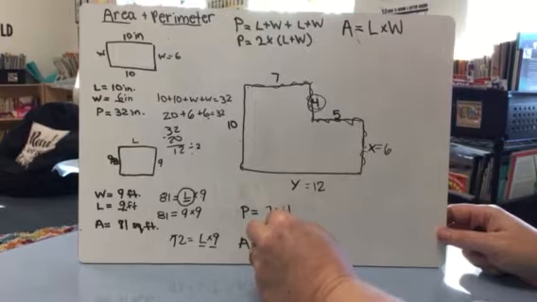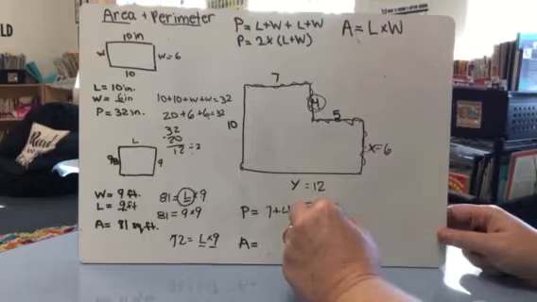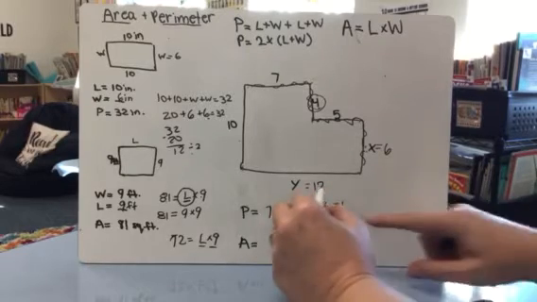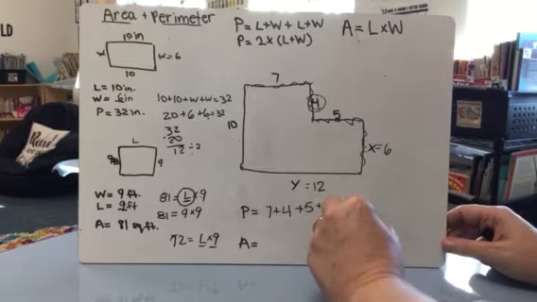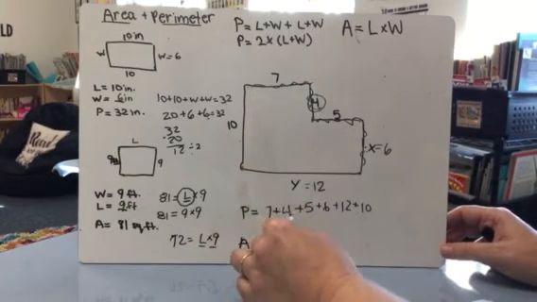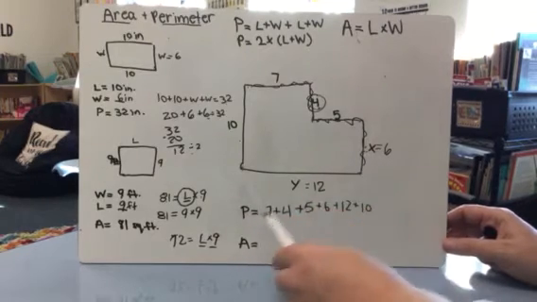7 plus 4 plus 5 plus 6 plus 12, plus 10. Oh, that's not a plus. I'm going to double check that I have 6 numbers. 1, 2, 3, 4, 5, 6. Yes. Double check, make sure you don't leave any sides out.